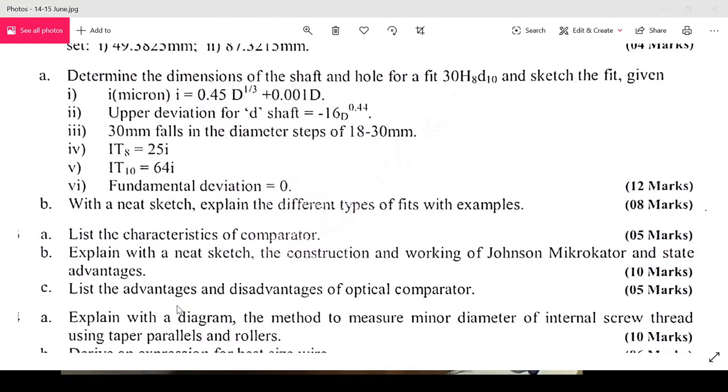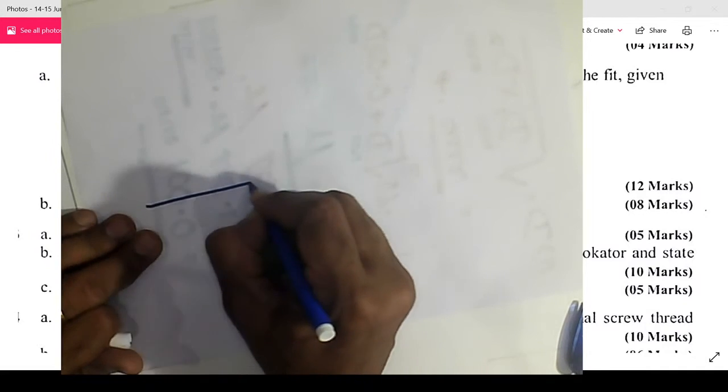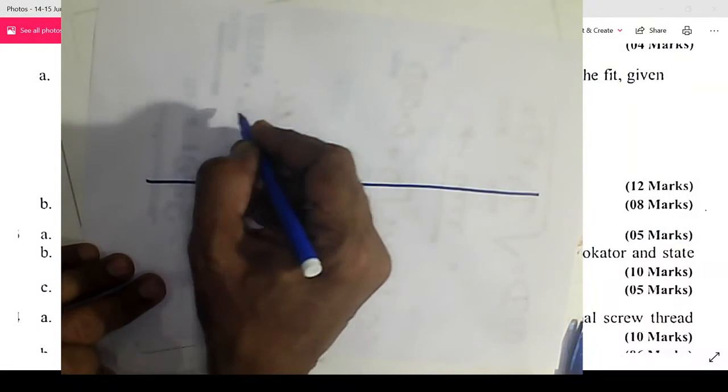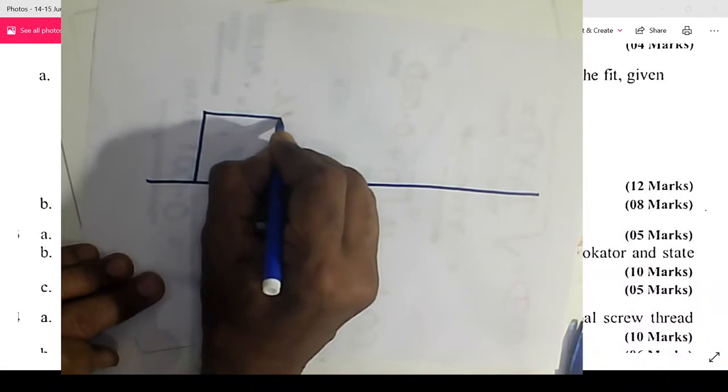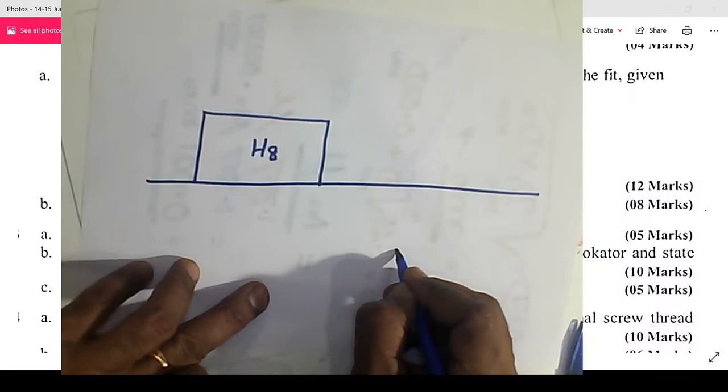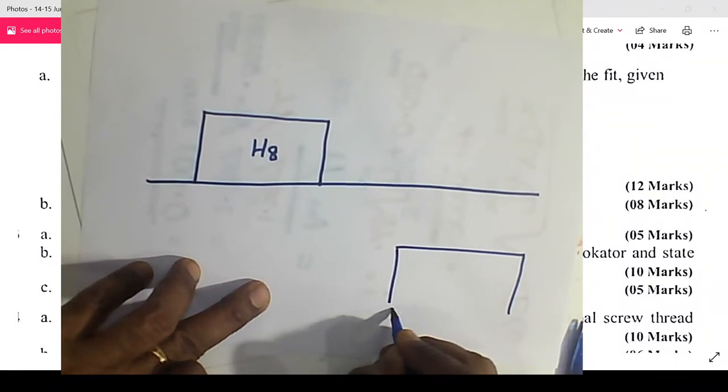Let me draw the final sketch for you people without any confusions. I will take out all the papers. Okay, I will draw the sketch for you people. Please understand this. Please follow this. H hole, H8. Draw the sketch in the examination. Start with the sketch. Next, D10.